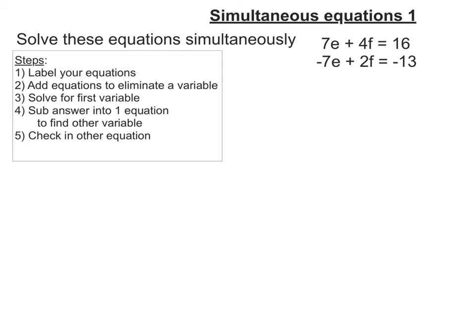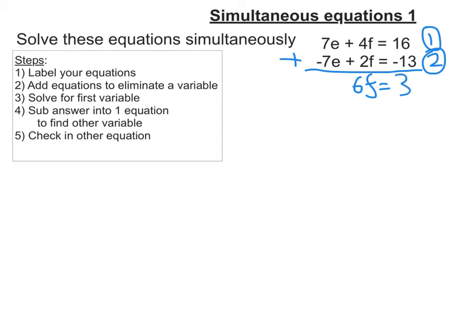Okay, let's do a second example. So let's label our equations here. We've got equation 1 and equation 2. Let's add them together to eliminate one of the variables. So 7e plus negative 7e is 0e, so that's been eliminated. 4f plus 2f is 6f, and 16 plus negative 13 is 3.